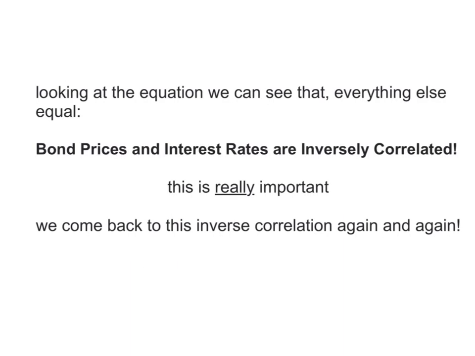Finally, if you remember the little picture at the beginning where there was the interest rate and bond price moving in opposite directions, when you look at the equation, you see that everything else equal, bond prices and interest rates are inversely correlated. When one goes up, the other goes down. This is a really important thing. We're going to use this relationship over and over again. For example, when we talk about monetary policy.